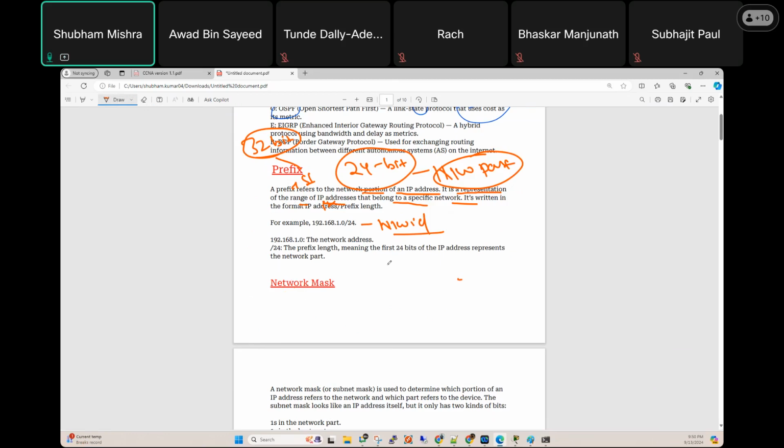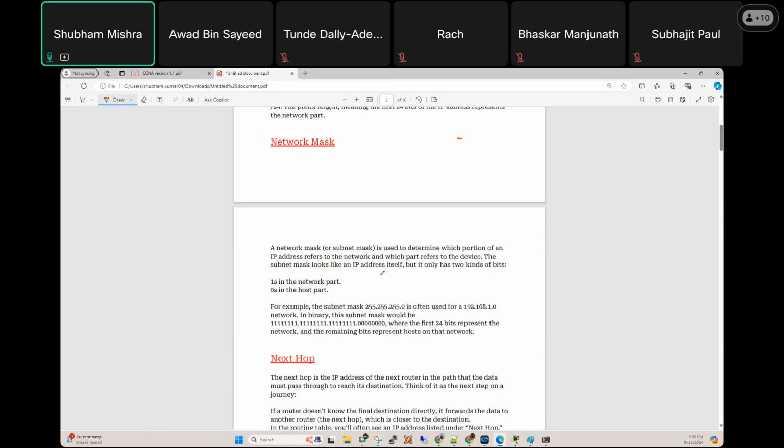Okay. Next is network mask. I think most of you are hearing the term network mask for the first time, right? But if I write subnet mask, how many of you have heard this word? I think most of you. Right? Don't worry, network mask is also known as subnet mask. Both are the same. Clear? So you can say network mask or subnet mask.